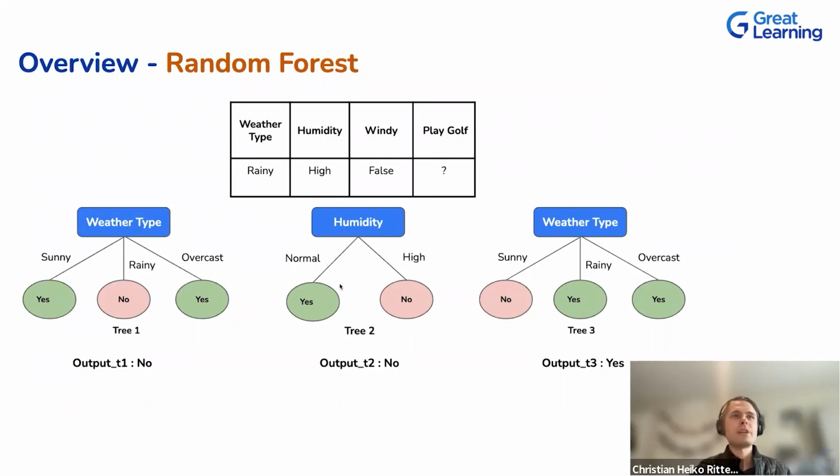Here we have a second tree based on humidity and then the weather type. Now, if we build more of those trees, when we take into account all the outcomes, we can take a majority vote on the outcomes to choose what should be our final decision. For example, here, no, no, and yes would put no in the majority, and our outcome would be no.